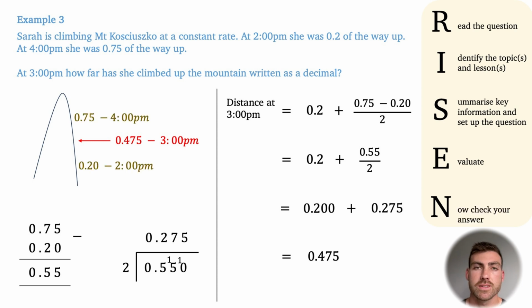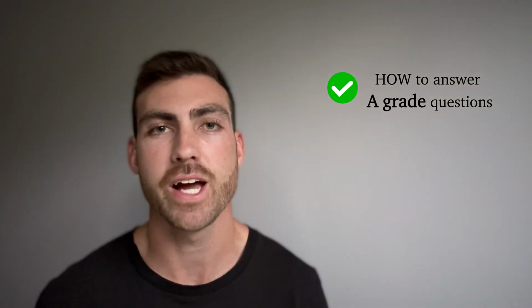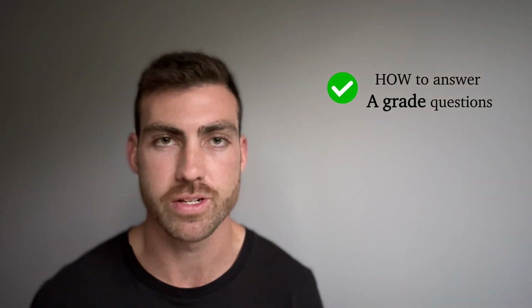Now to check our answer. There may be times where this is impossible. However, you can check your answer and see if it is reasonable, especially in a real-world example. And the value we got is larger than 0.2 and lower than 0.75. So yeah, it is reasonable. You now know how to answer A-grade questions.